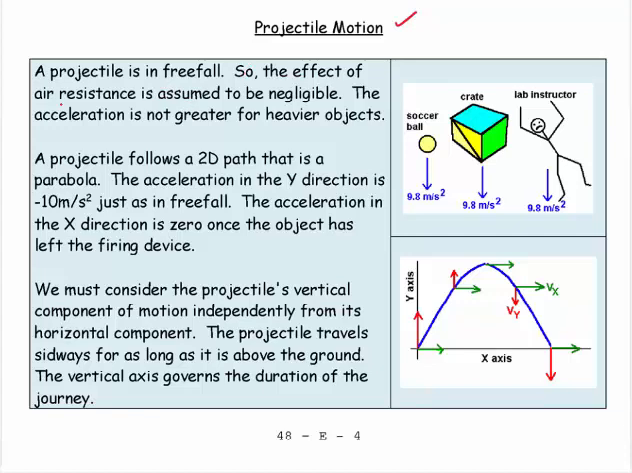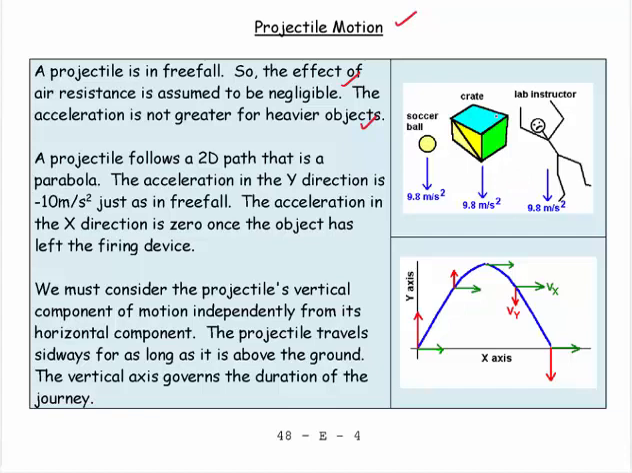So the effect of air resistance is to be assumed negligible. The acceleration is not greater for heavier objects. As we said with free fall, that's not an obvious thing. A small object has a small force, a big object has a big force. One might think that there's a big acceleration for the big object because there's a big force. But it turns out that the big force of the weight is caused by the mass of the object.